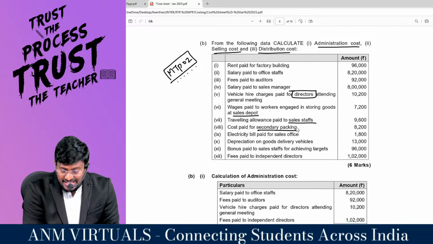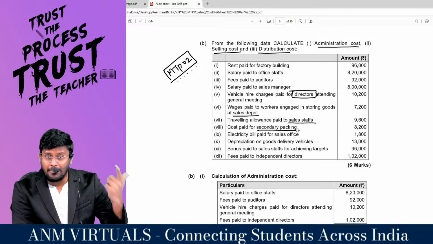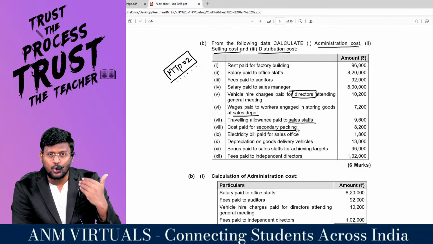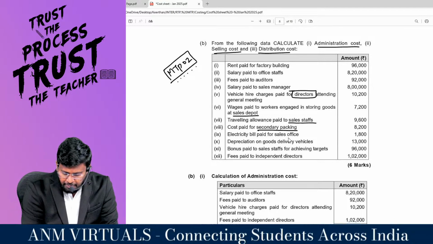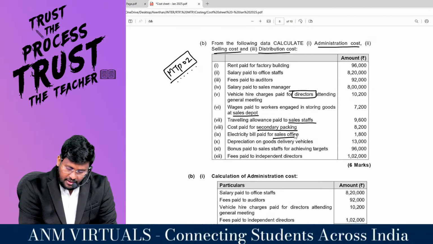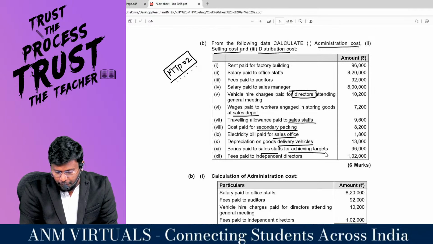Cost paid for secondary packing, not primary packing. Primary packing is part of production cost. Secondary packing should come under selling and distribution expenses. Electricity bill paid for sales office. Depreciation on goods delivery vehicle. Bonus paid to sales staff for achieving target. Fees paid to independent director.